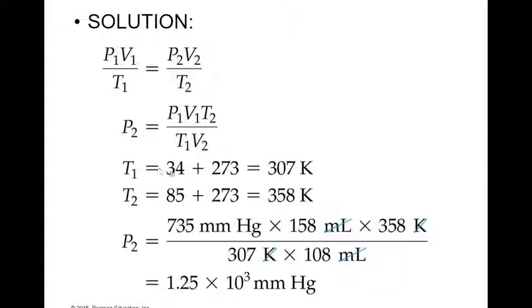We still have to correct our temperatures into Kelvin, even though they're both positive. All right, so we're going from 307 Kelvin to 358 Kelvin. And then if we plug in our initial pressure, our initial and final volume, we wind up getting, with three significant figures, a final pressure of 1.25 times 10 to the third, or 1,250 millimeters of mercury. Again, we said it should increase, and so going from 735 to 1,250 is definitely an increase in pressure.